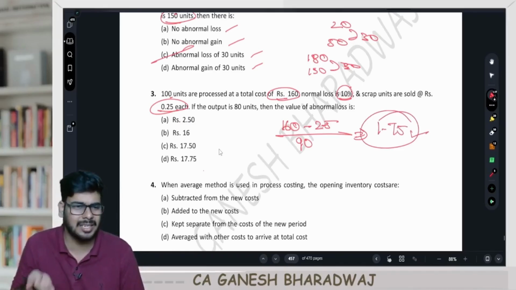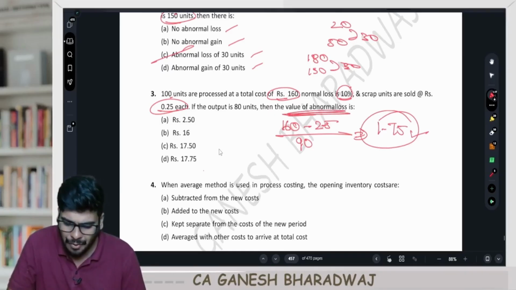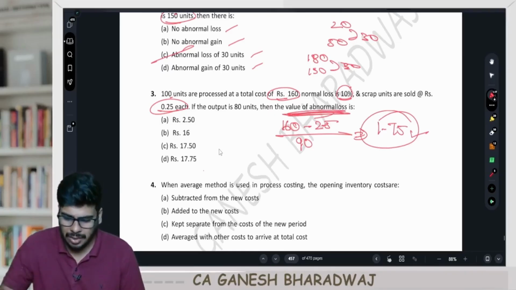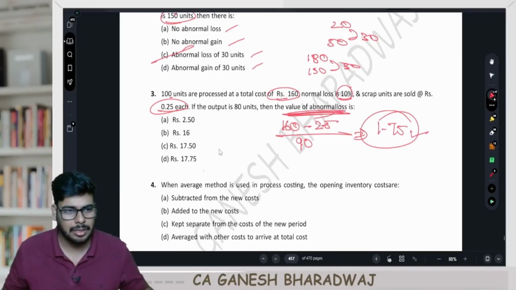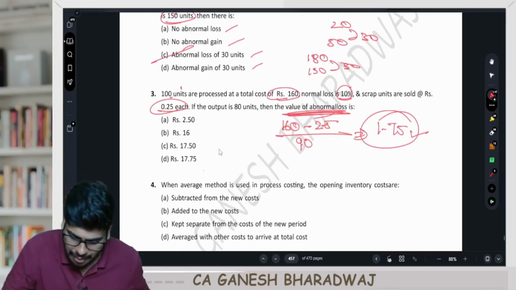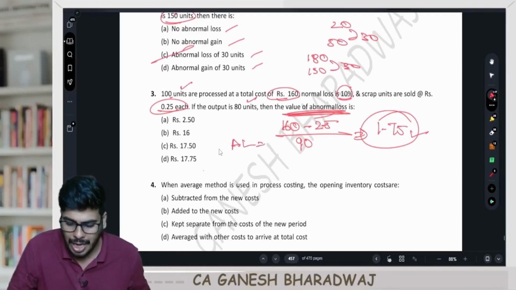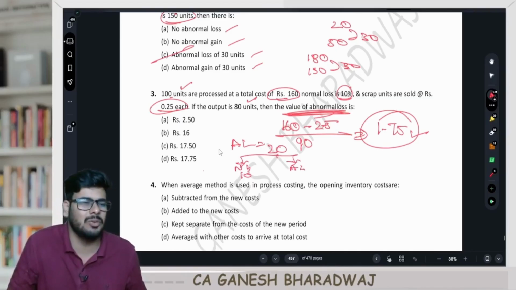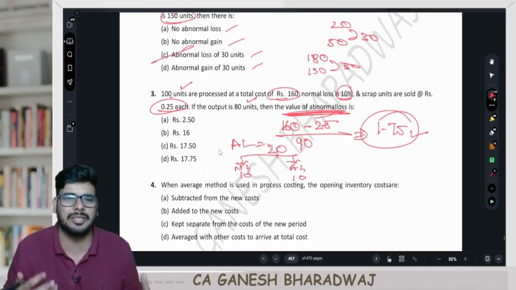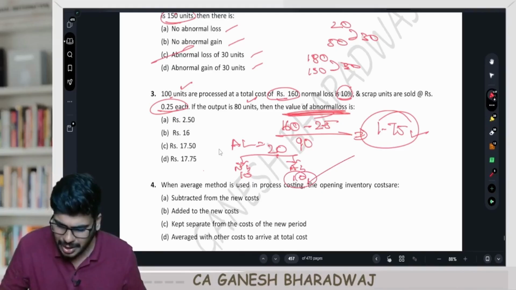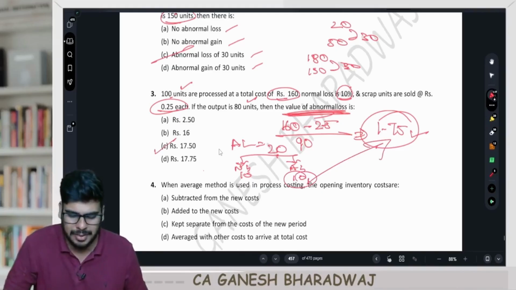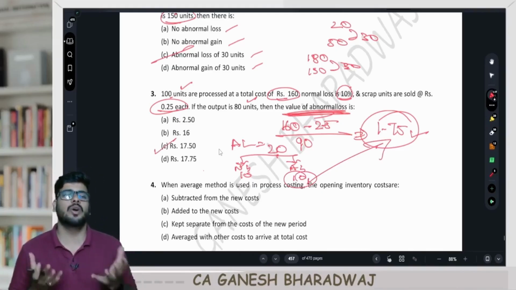What have they asked? Read the question. Value of abnormal loss. Right? What is the actual loss here? So I have inputted 100. I have got an output of 80, which means actual loss is 20. Out of this, normal loss is 10. Abnormal loss is 10 only. I don't know why you are still suffering here. So 10 into 1.75 is 17.5. C is the answer.